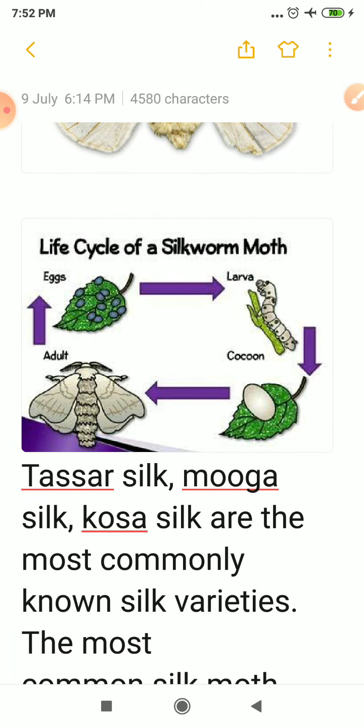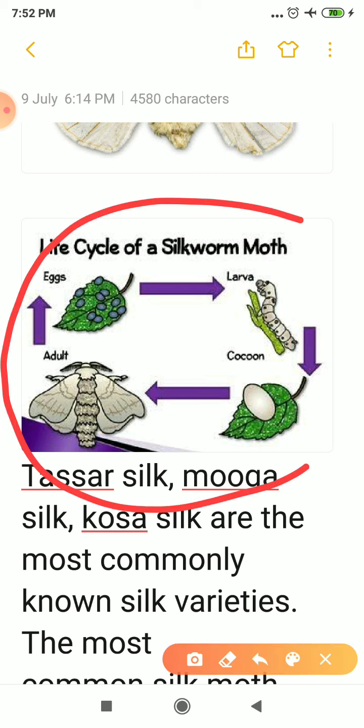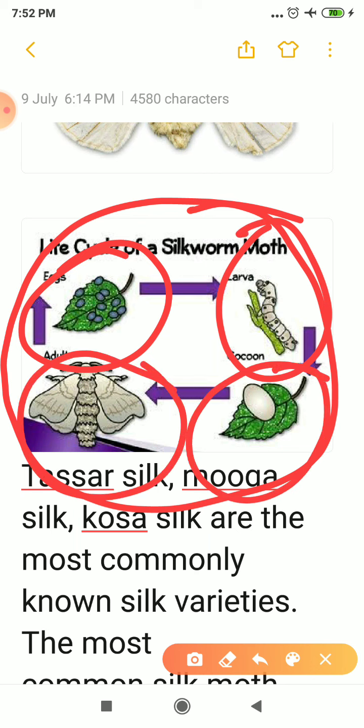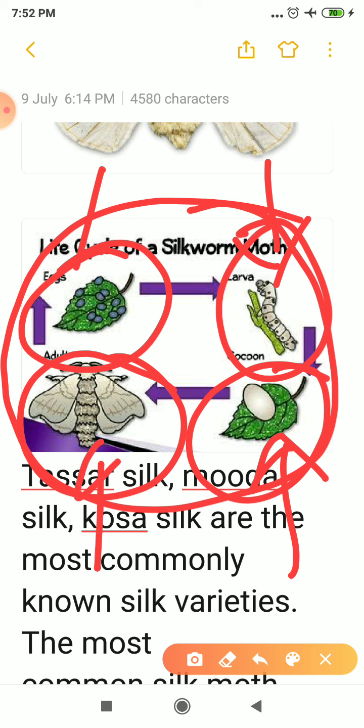This is another diagram showing the life cycle of a silkworm moth. Here also you will find 4 stages. Stage number 1, stage number 2, stage number 3, and stage number 4. Here egg, larva or caterpillar. This stage is called pupa, and here an adult silk moth.